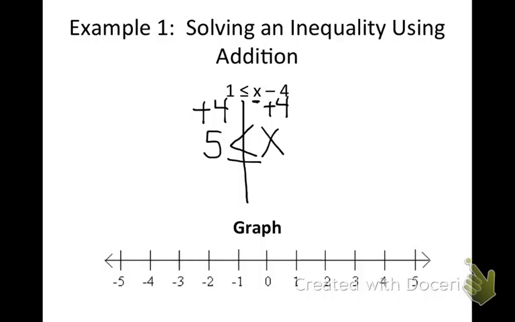So now I need to graph that. I'm going to make a number line. And here's my 5, and I want to include that because I have the equals to, so I'm going to put a darkened circle on 5. Now I know x has to be a number that's greater than that, so I'm going to draw an arrow to the right. I know my 5 is a number less than or equal to x, so x must be greater than that. We learned how to graph that in the last section, so we're going to utilize that in this section.